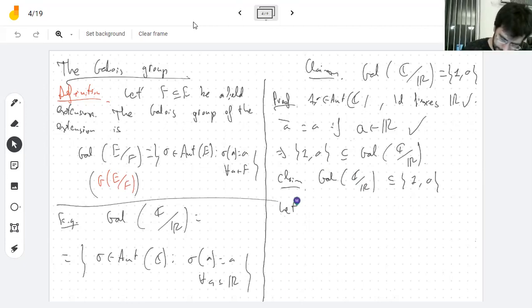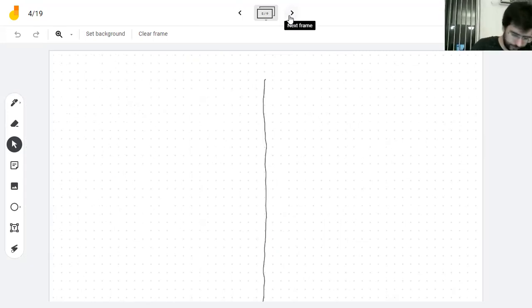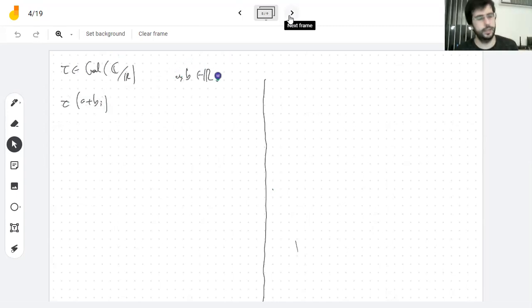So take an element in the Galois group of C over R. By definition, it leaves the real numbers alone. It doesn't do anything to them. So the question is, what does it do to the complex numbers? Now I'm gonna flip the page. I have an element in the Galois group. What does it do to the complex number which looks like a plus bi?